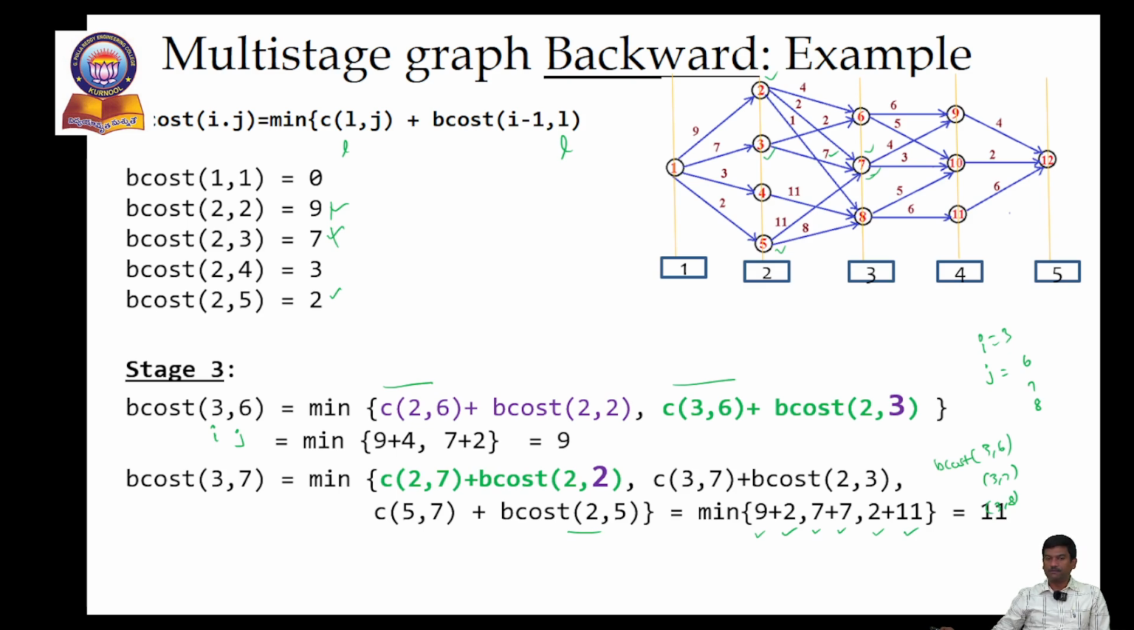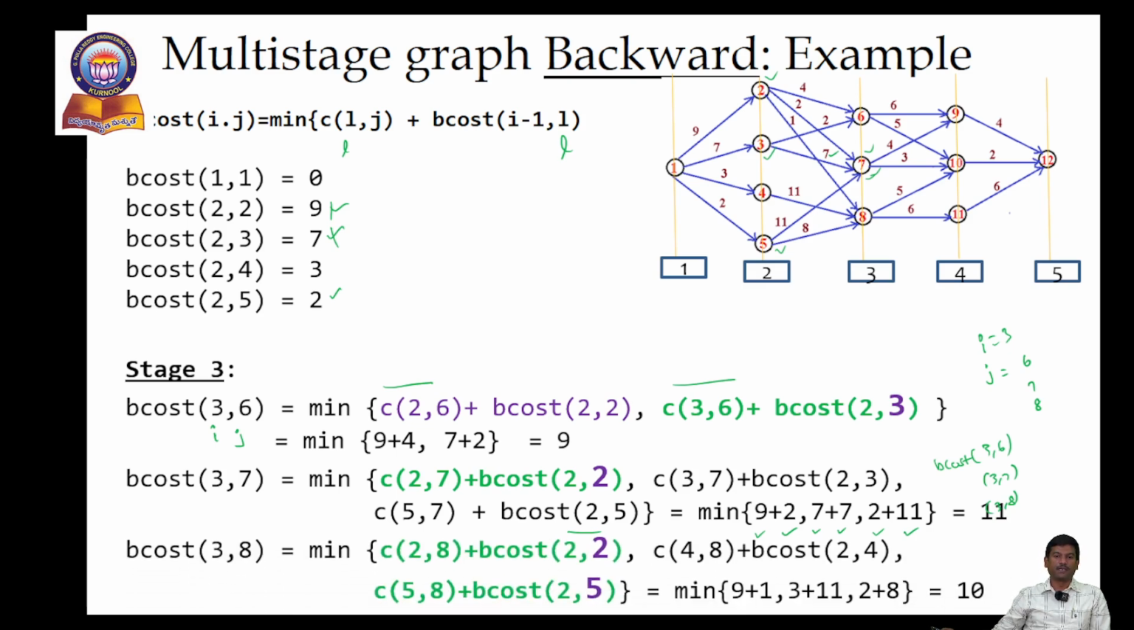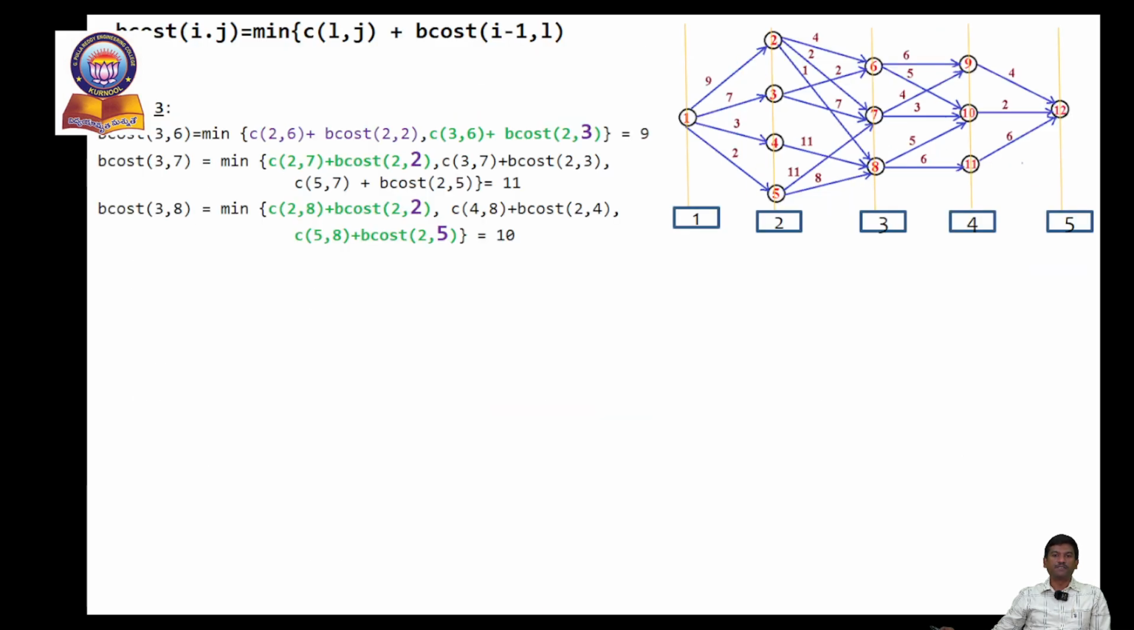In the same fashion, find BCost of (3,8). Here you get the values 9 plus 1, that is 10, 14, and similarly 10. There are 2 minimum values, which will be discussed in the later part. So here we found BCost of (3,6), (3,7), and (3,8). After finishing stage 3, we have to compute the costs at stage 4.